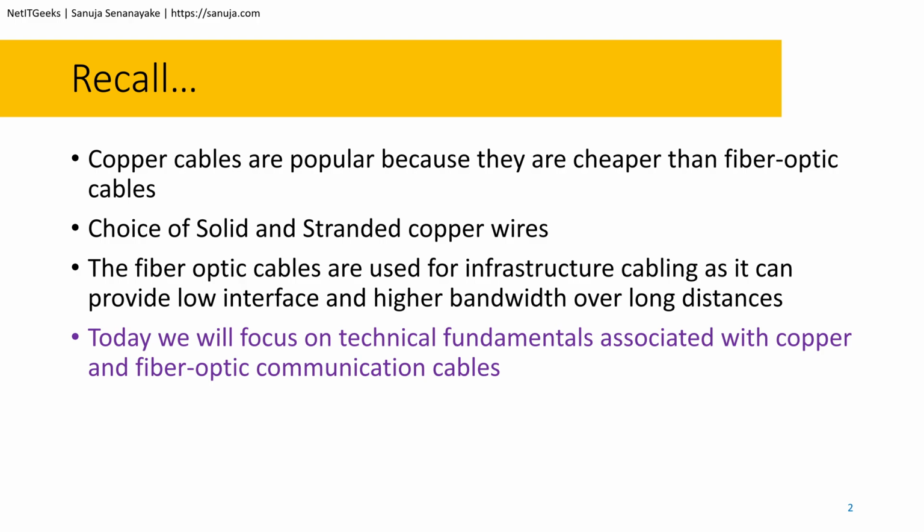We also mentioned that fiber optic cables are used for infrastructure cabling as they can provide low interference and higher bandwidth over long distances. For example, when you want to connect a nation to another nation or a wider network, for example, Japan to the rest of the world or Canada to the entire Europe with submarine cables, we typically tend to use fiber optic cables.